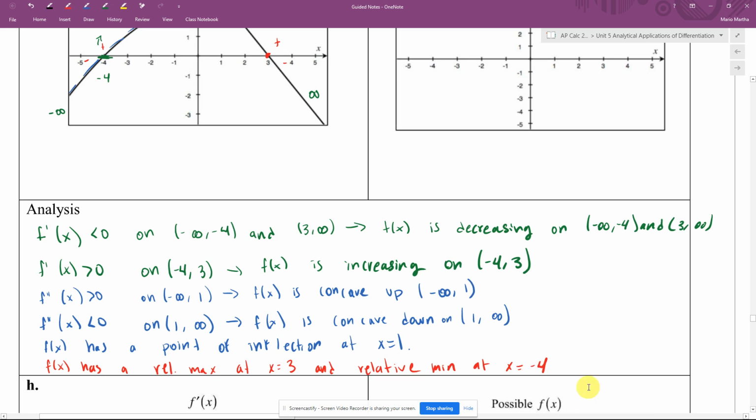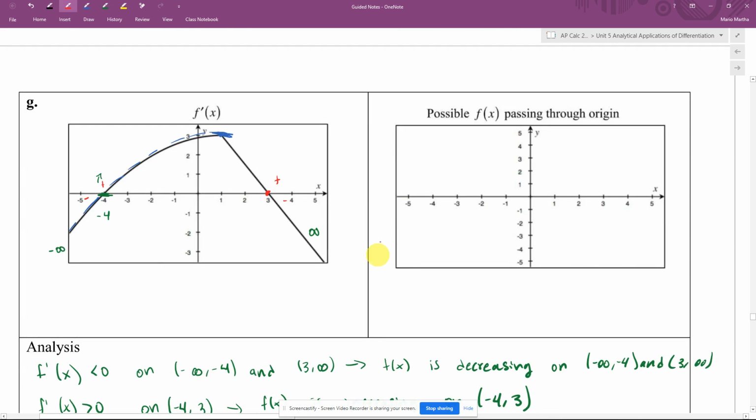And with that, we can start drawing our graph. Now here it says possible passing through the origin, so I want to draw it right there. So again, it's concave up from negative infinity to positive 1. So this is where it changes concavity right here. And then we have a minimum at negative 4, which would be over here, somewhere here. And then we have a maximum at positive 3, so somewhere up here.